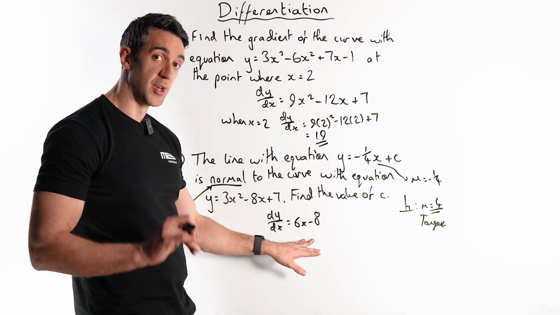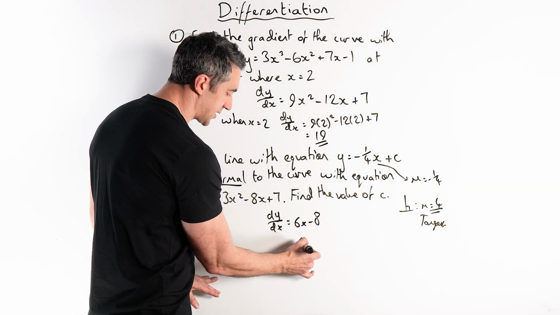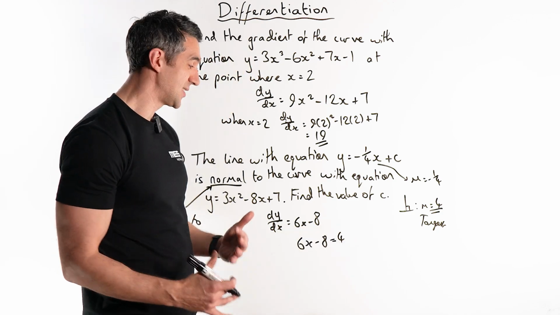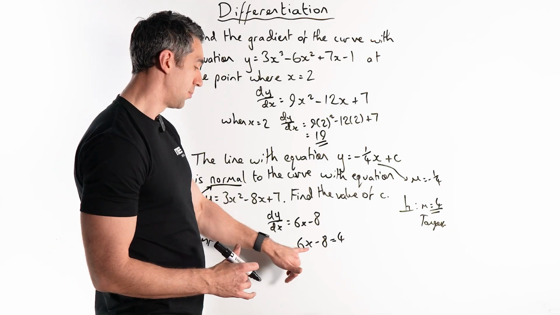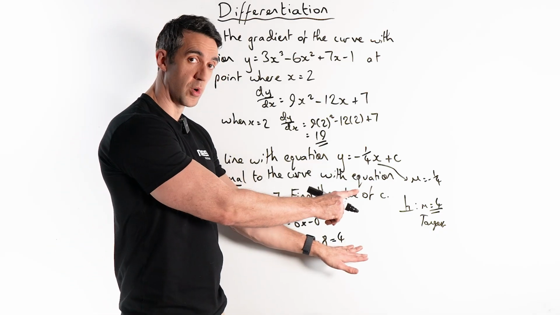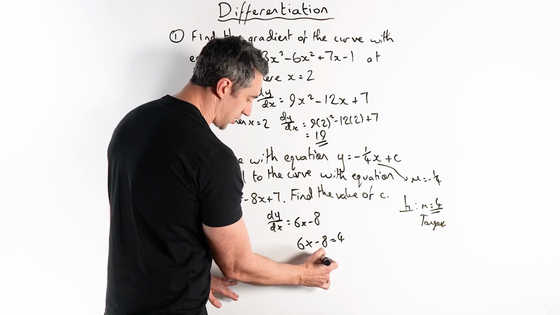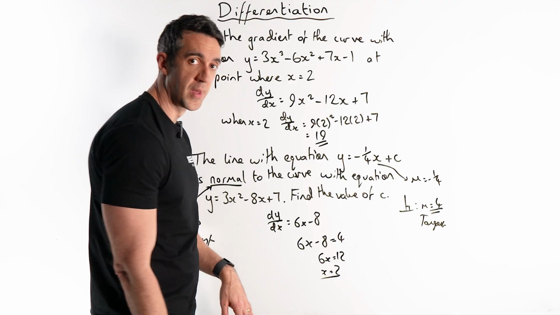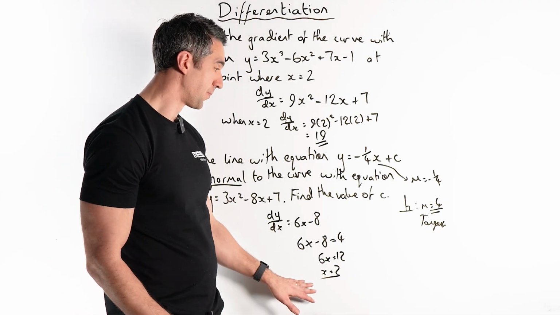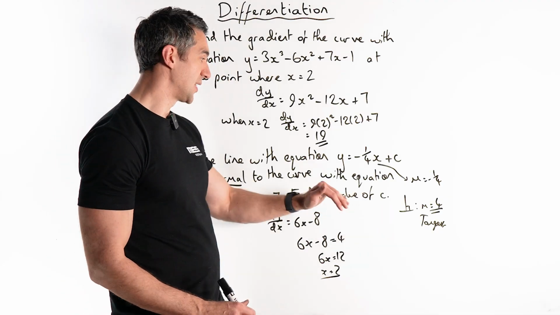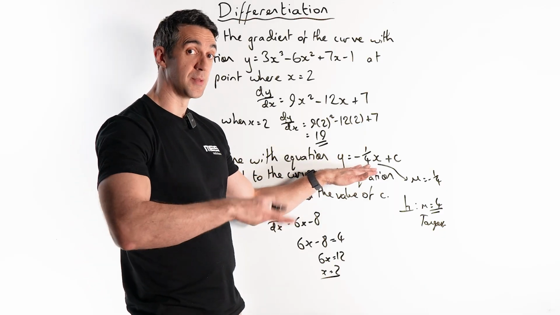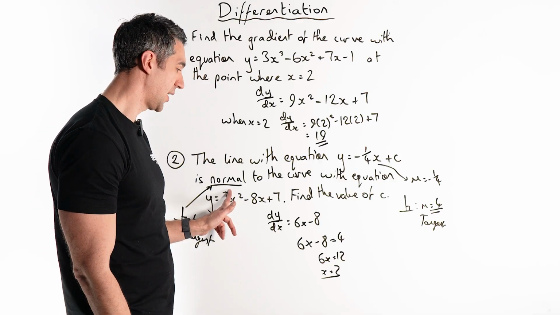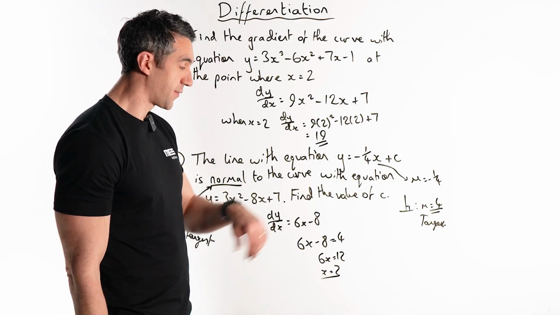This is our gradient function, so we equate them. So we take 6x minus 8 and we equate it to 4 because we don't know what x is, but we can find out by equating our gradient function to the gradient we want of 4. So we solve this: we add 8 on, so we get 6x equals 12, so x equals 2. So that means at the point where x is 2, we get a gradient of 4, which means our y equals minus a quarter x plus c is perpendicular at that point, or normal to the curve. Fine, so we've got that far. We want to find out what the value of c is.